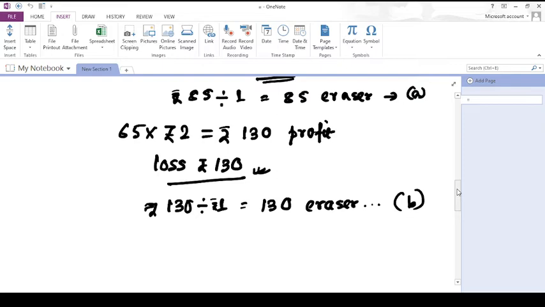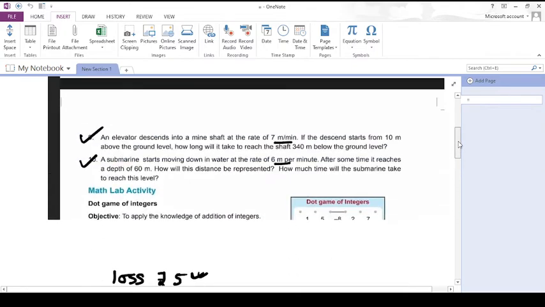Because in the next month there is neither a profit nor a loss, that means he has to make a loss of rupees 130, and he incurs a loss of rupees 1 by selling one eraser. So how many erasers does he have to sell to make a loss of rupees 130? Rupees 130 by rupees 1, so that would be 130 erasers he has to sell. So this is the answer for part B.